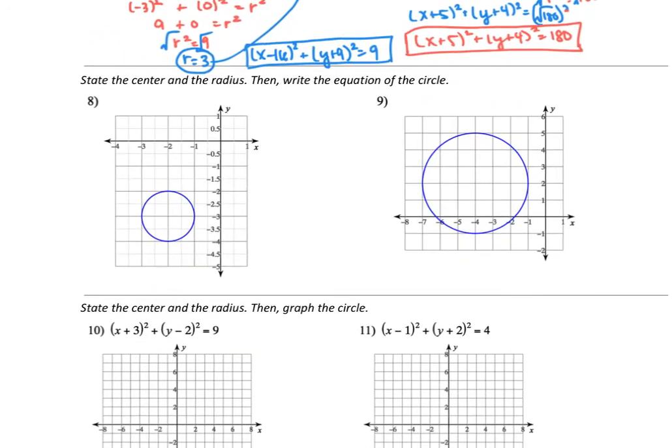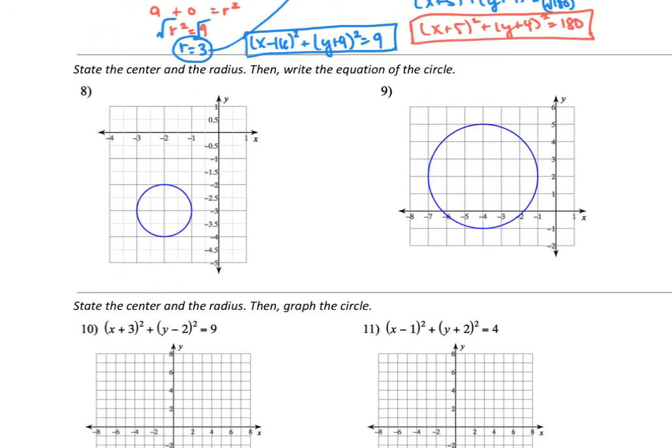All right, number 8, we're going to state the center and the radius, and then we're going to write the equation of the circle. So first, looking at number 8, the center is going to be -2, -3. And the radius is just going to be 1. So using that information, it's going to be x plus 2 squared, y plus 3 squared equals 1 squared. So x plus 2 squared, y plus 3 squared equals 1.